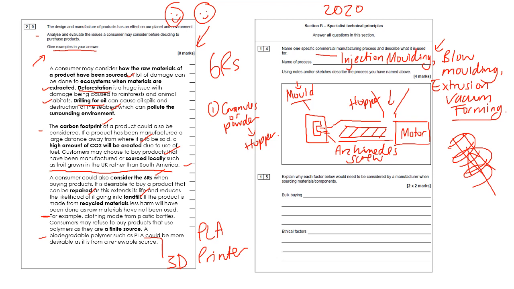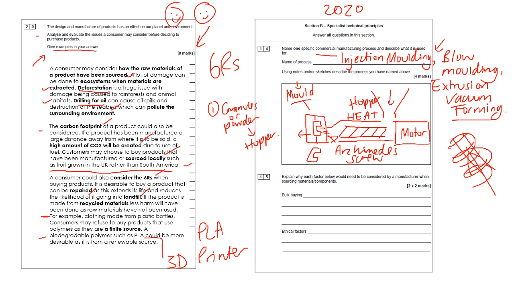Goes into the hopper, it goes into the barrel where the Archimedes screw pushes the granules forward, and there's loads of heat on either side of the barrel which heats the plastic up and turns it into almost like a toothpaste consistency. So basically melts it. And then what happens is the motor helps to inject the plastic into the mold. The mold, once the plastic has cooled, splits apart and the plastic part is ejected. Okay, so this is injection molding.